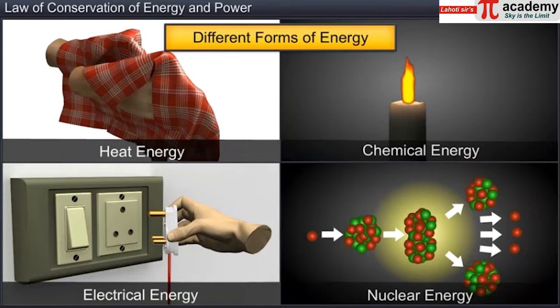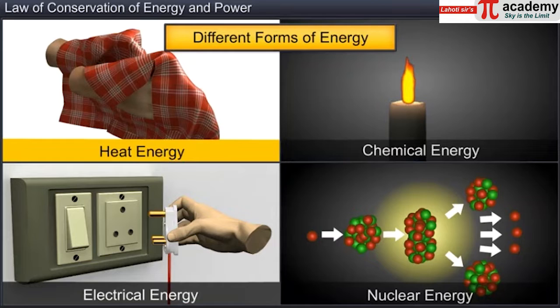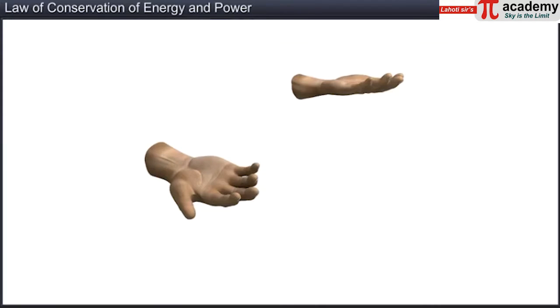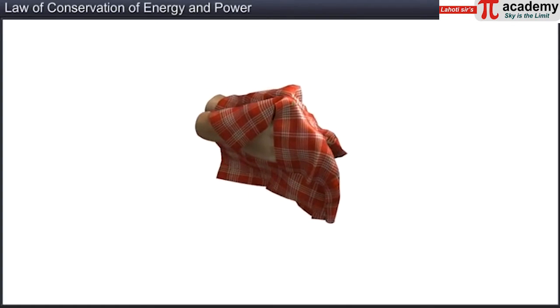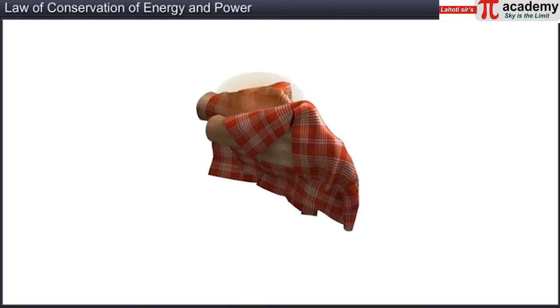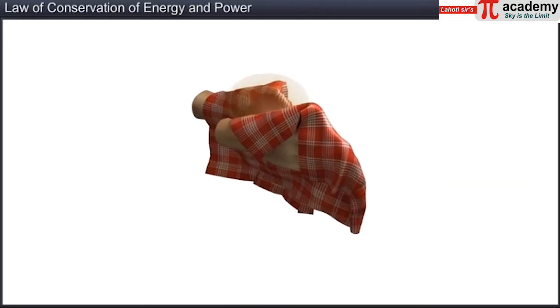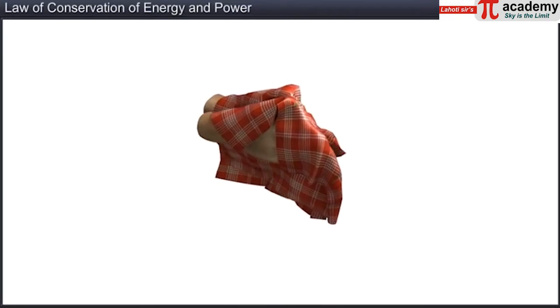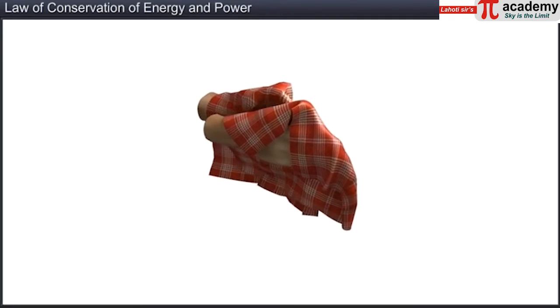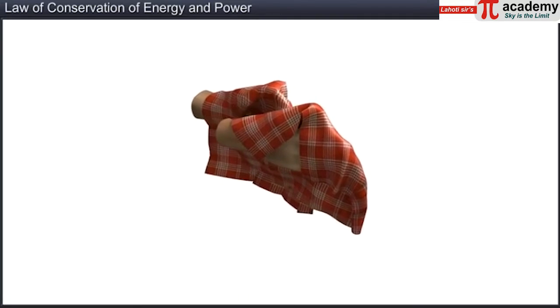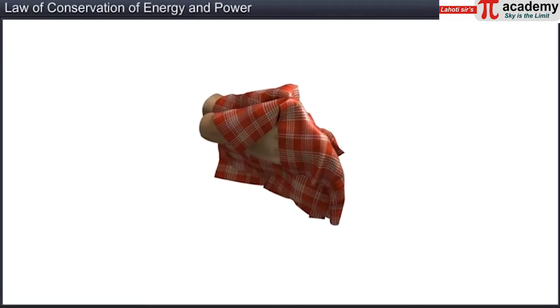Now, let's understand heat energy first. When satin cloth pieces are rubbed against each other, due to friction, sufficient heat is produced to make the hands feel a rise in temperature. The rise in temperature is due to the rise in internal energy of the body. Here, the satin cloth pieces.